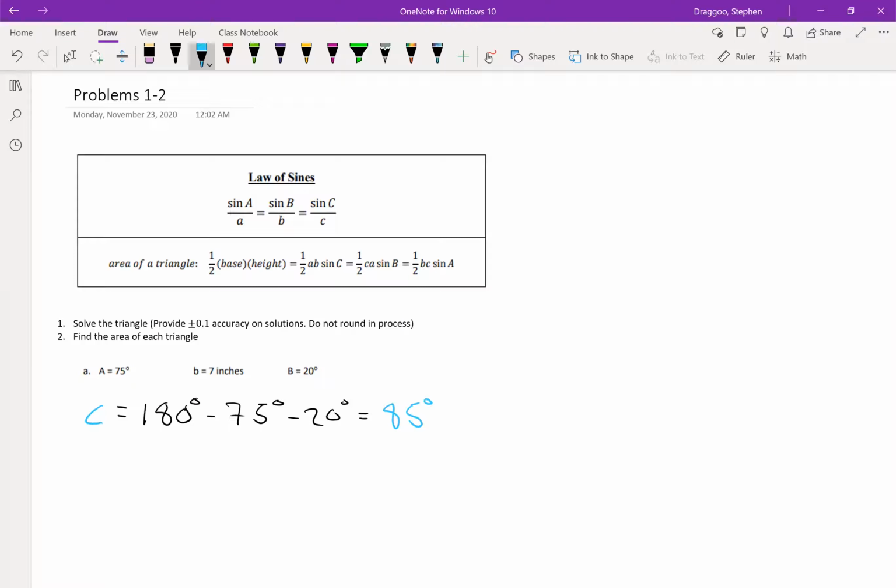Next, I need to find my 2 missing side lengths, which are side A and side C. So start by looking for side A. And I'm going to need the law of sines in order to get that. So I'm going to say that A divided by the sine of angle A, which is 75 degrees, is equal to B, which is 7, over the sine of angle B, which is 20 degrees. And use that equation to solve for A.